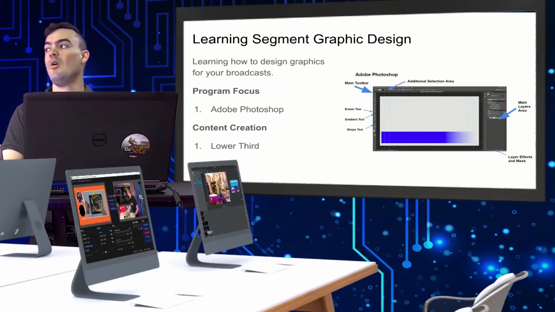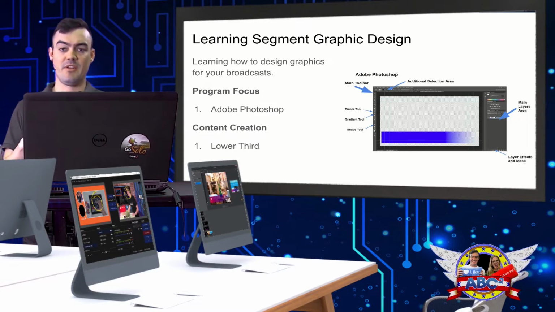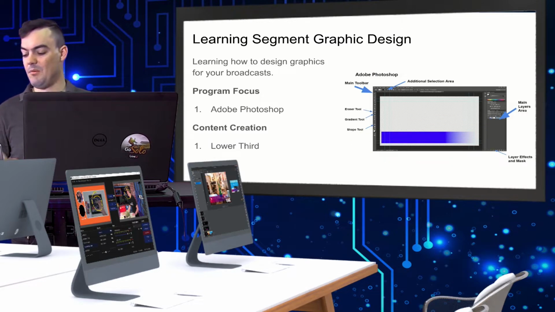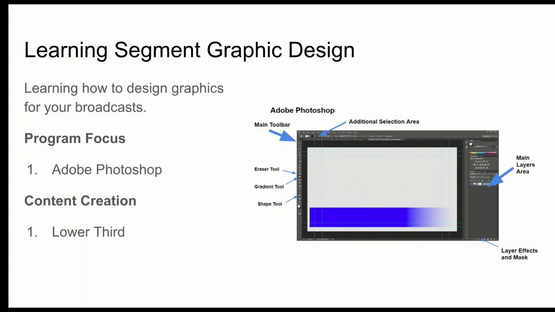So first of all, a lower third. It's the most popular graphic used in video production, and the reason why is because it takes a third of the screen, and we'll look at this in a little bit more detail. It allows you to show information in a way that overlays on top of your main camera feed generally.